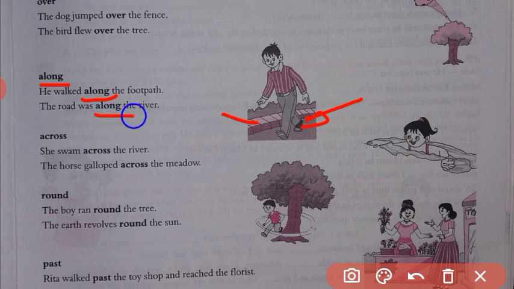The road was along the river. So here the road and river both were spread in the same direction, at the same level and parallel to each other. So we can say along as a preposition in that case.